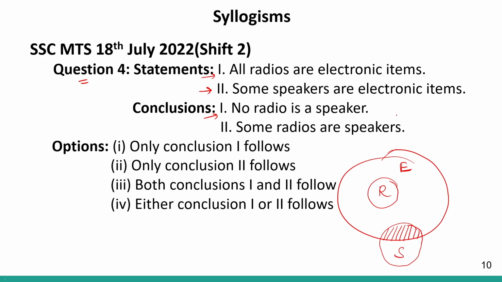This may or may not be true. This is a possibility, correct? This is a possibility, therefore this is false.